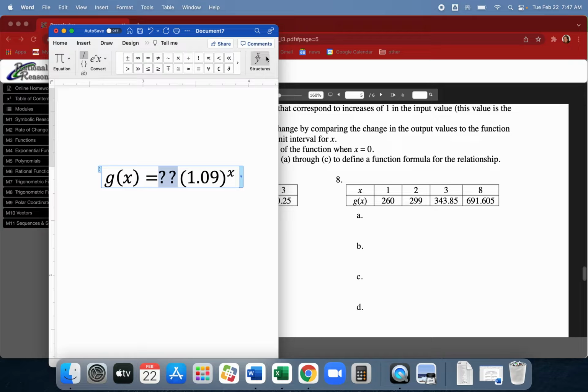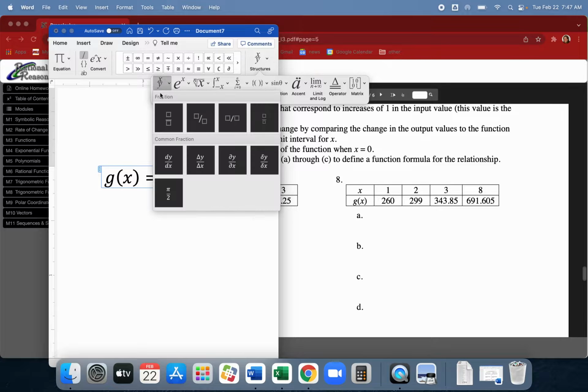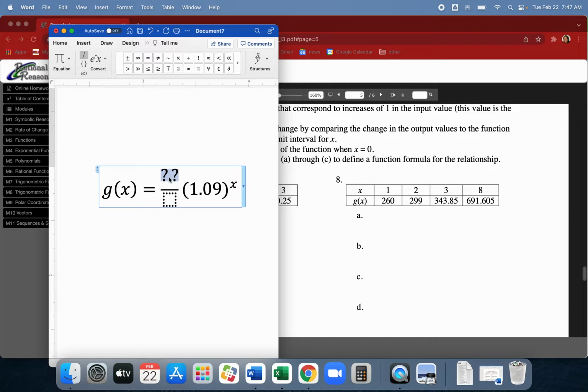Let's see if I can get to my fraction. I have 260. I want to go backwards 1 unit, so I'm going to divide by 1.09, right? And you could do that in a calculator and get a nice looking decimal value instead of that. The reason I wanted to point this out is exponent rules.